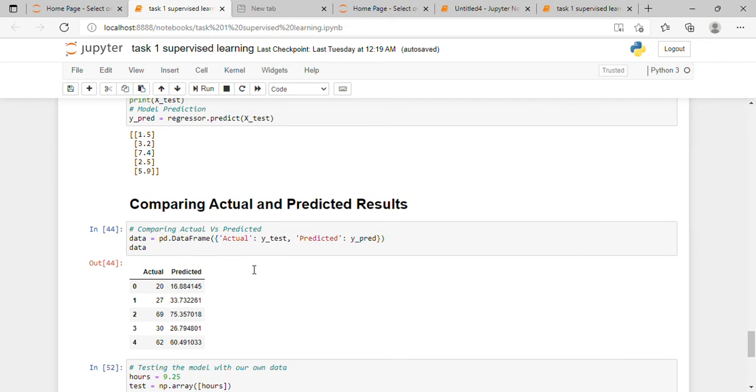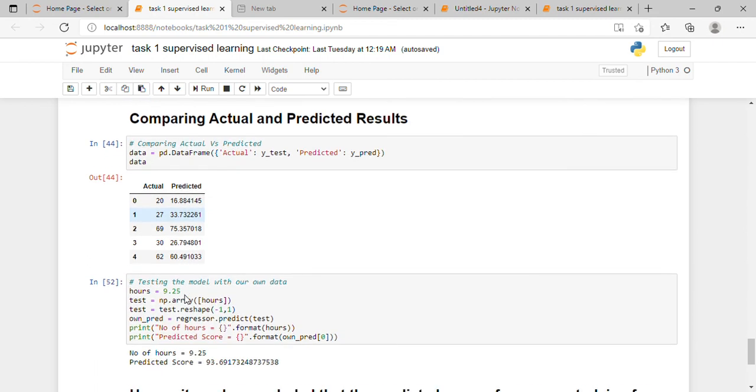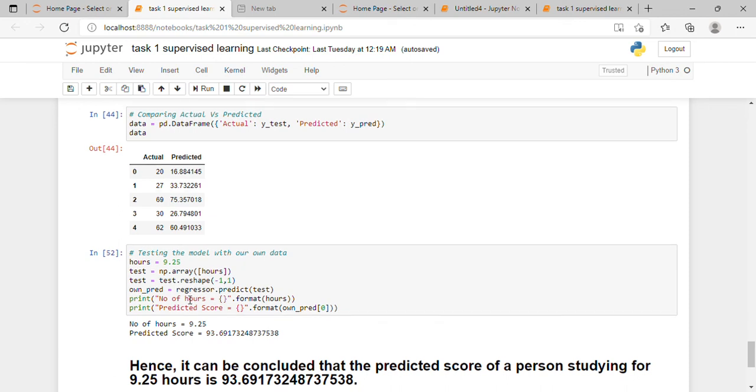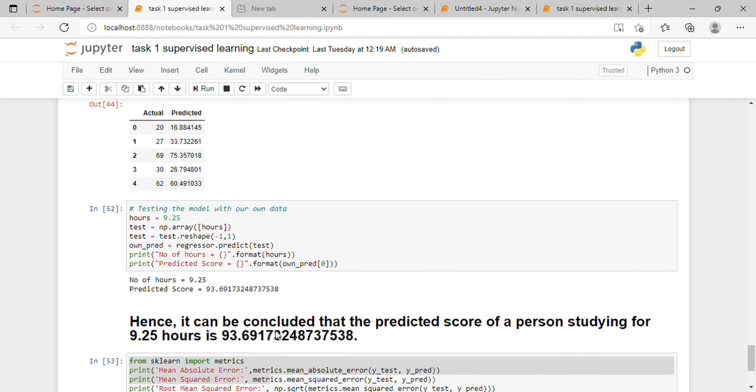Here we can compare our predicted and actual results. So finally, the task predicted the score of a student who studied for 9.25 hours comes out to be 93.69%, which is fairly good.